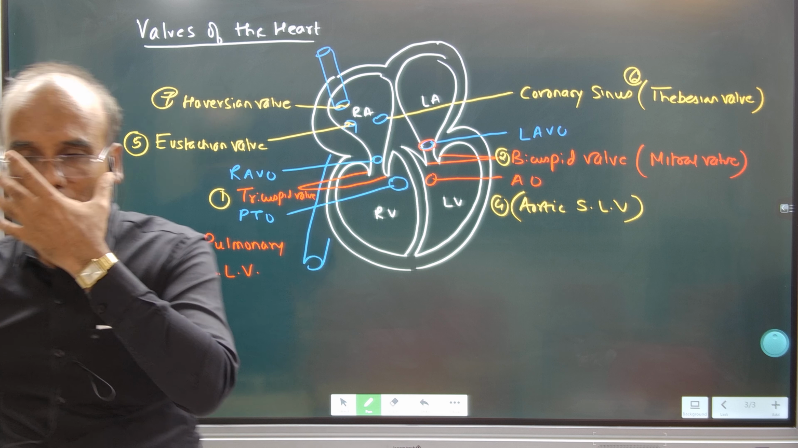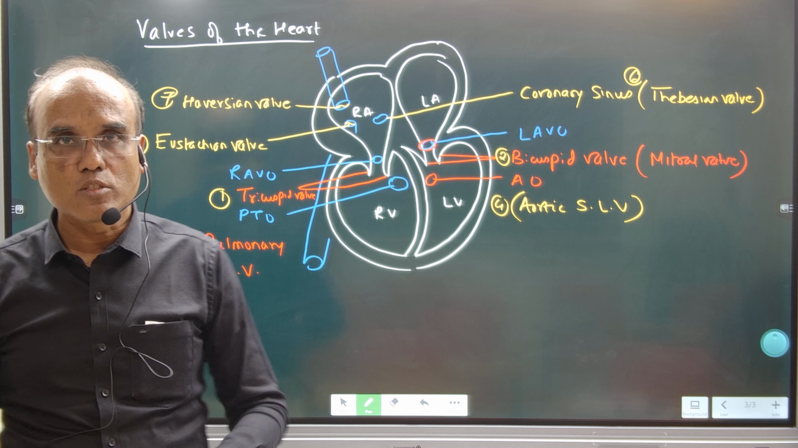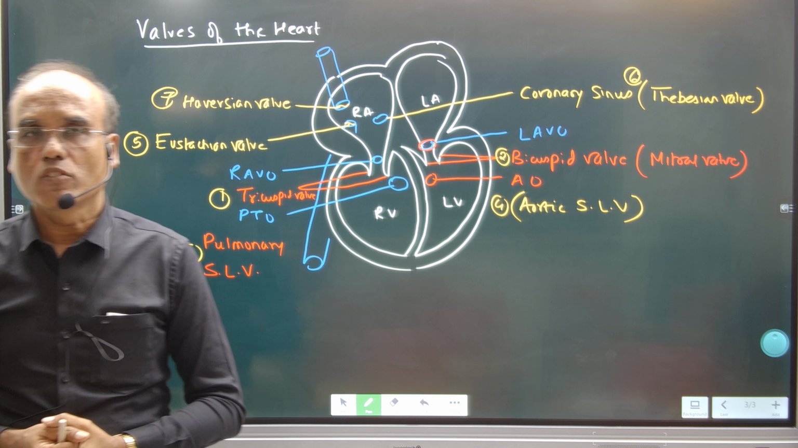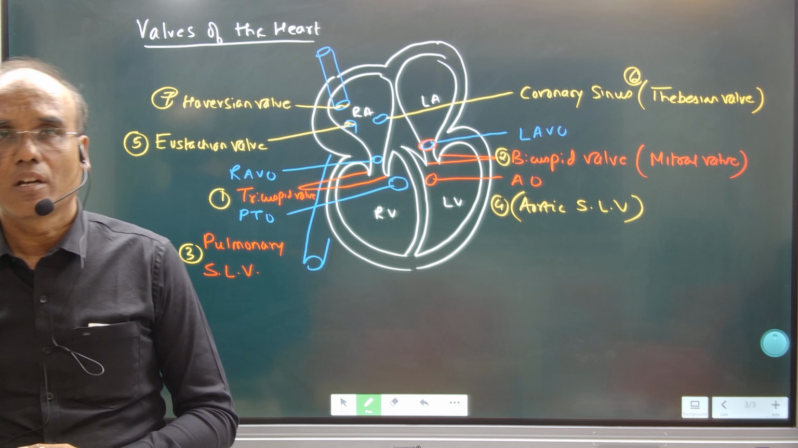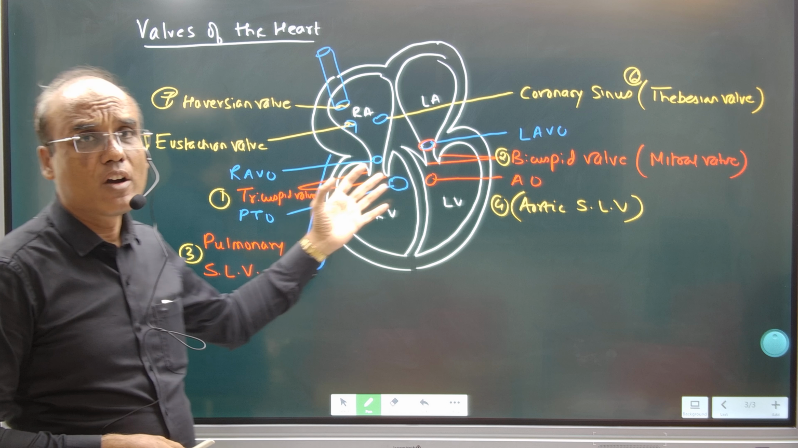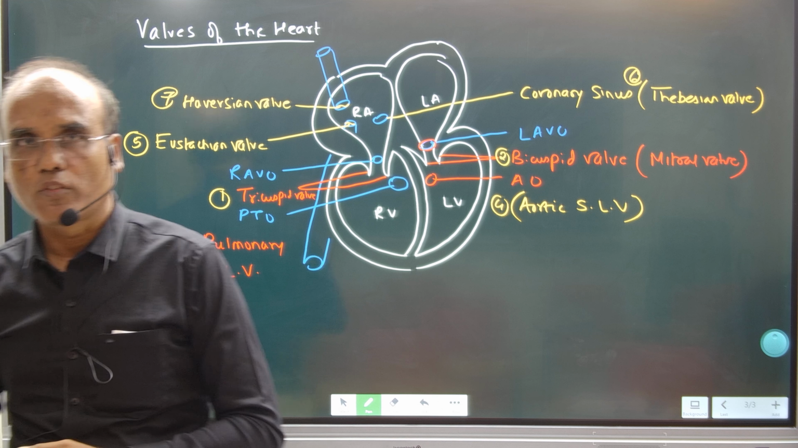In the board exam they will ask you to write a short note on the valves of the heart. So you have to write the names of these 7 valves, draw the diagram, show the location of these different valves and write the function. The function of all these valves is to prevent the backflow of the blood.